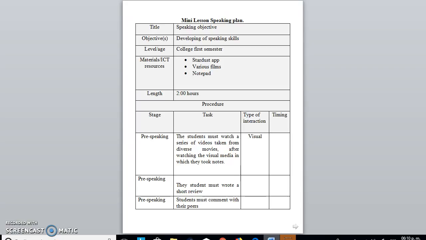The material used will be the Stardust app, various films, and a notepad. The length is about 2 hours, considering the length of the movie.